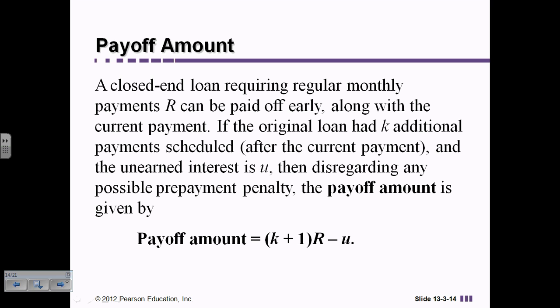Once I know what the unearned interest is, the payoff amount is how much I would need to pay off the loan. We're going to use this formula again. K is the number of payments scheduled after the current one, in other words, how many payments were left. R is the monthly payment, and U is the unearned interest.